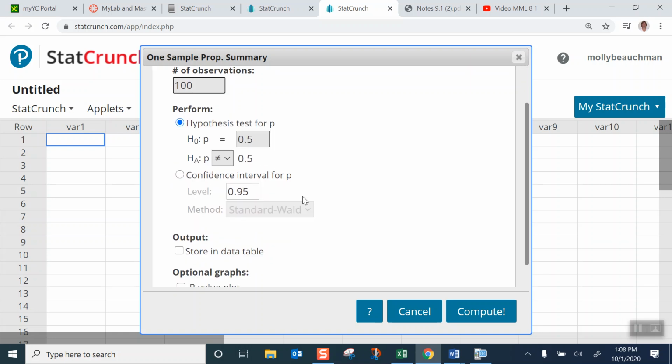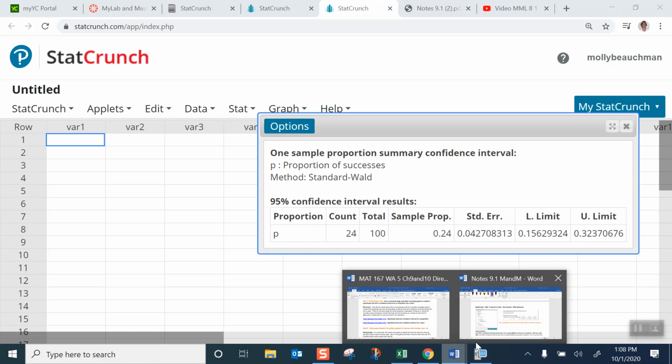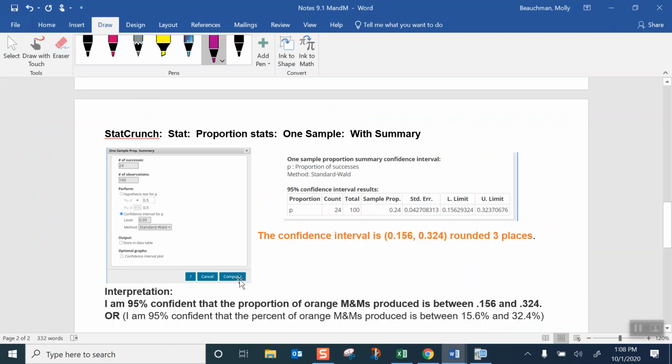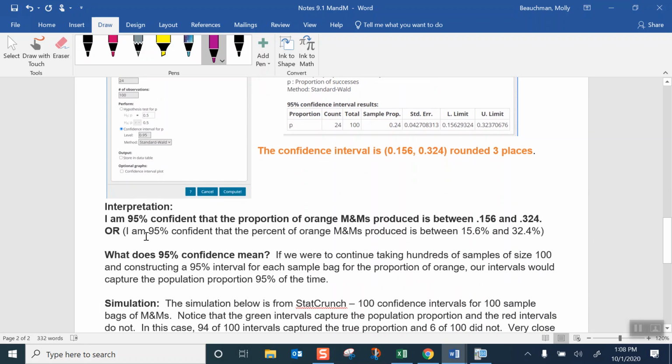It allows you to do a hypothesis test and a confidence interval, so one at a time. We're doing a confidence interval of 0.95. Method, just leave it default. Hit compute. And notice I get the lower limit of 0.1562, upper limit of 0.3237. We get the same thing whether we're using StatCrunch or the calculator. And we've got the screenshots here. So again, I've got the interpretation: I'm 95% confident that the proportion of orange M&Ms produced is somewhere between 15.6% and 32.4%.